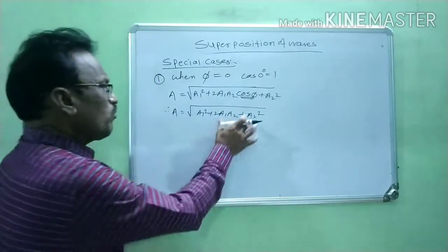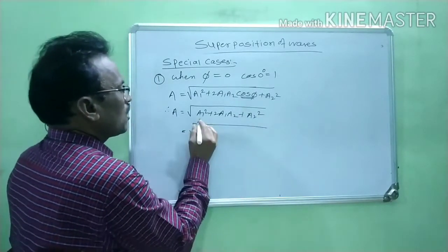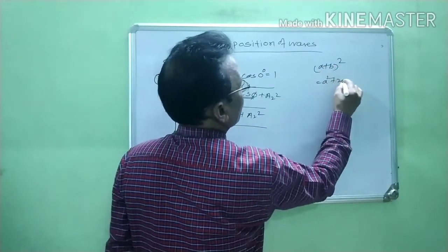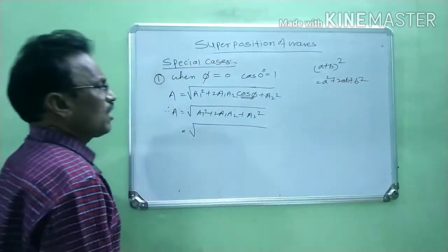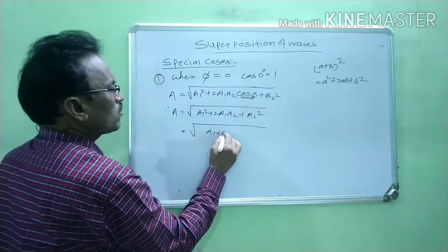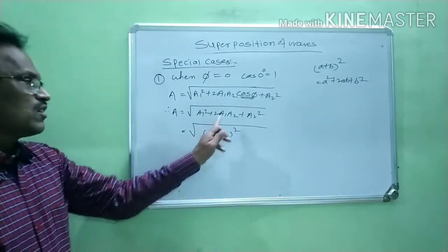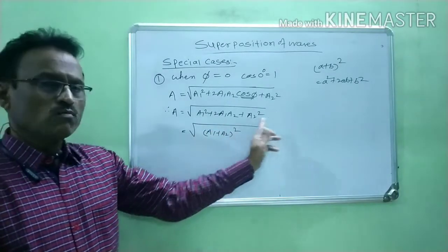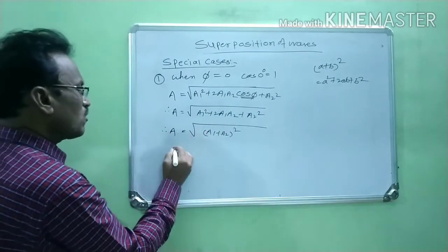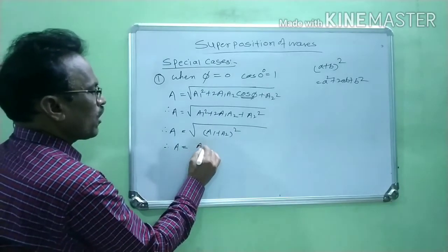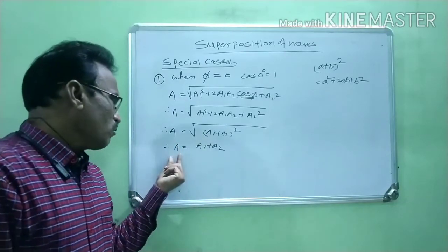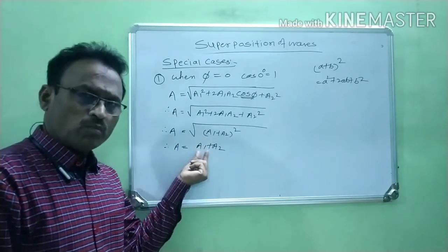Now when we solve this, it is nothing but the formula (A plus B) whole square is equal to A square plus 2AB plus B square, right? Therefore it is (A1 plus A2) whole square. The left hand side is A. Therefore when we solve this, A is equal to A1 plus A2. So the resultant amplitude A is always the addition of these two amplitudes A1 plus A2.